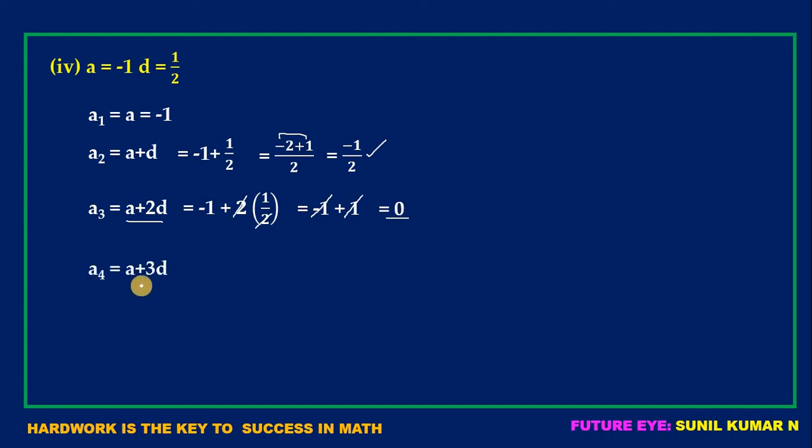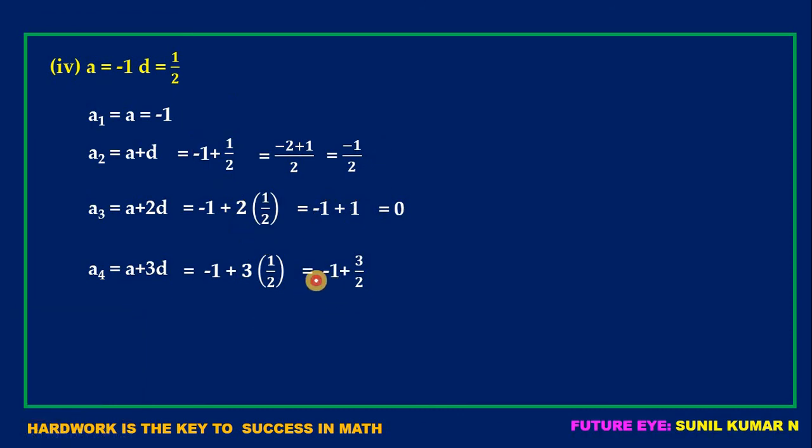Next the fourth term. We can write it as A plus 3D. Substitute the values: minus 1 plus 3 times 1 by 2. Now we cannot cancel as we did here. Hence 3 multiplied by 1, we get 3 by 2. Now you know how to solve this, because look at how we solved this part. In a similar way we have to solve this.